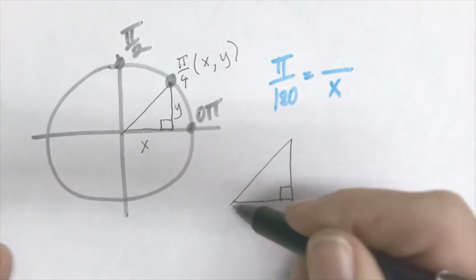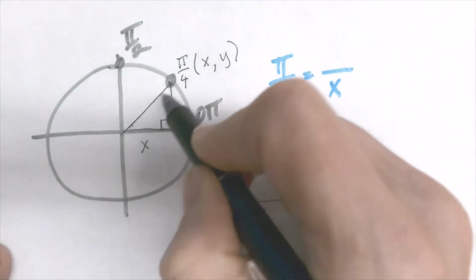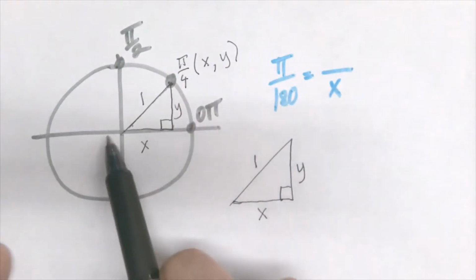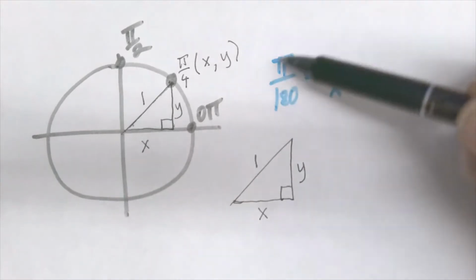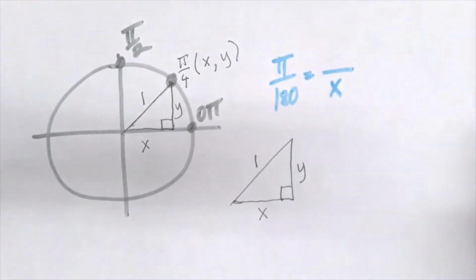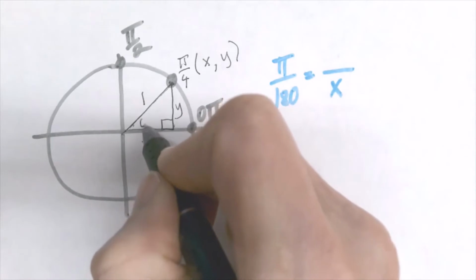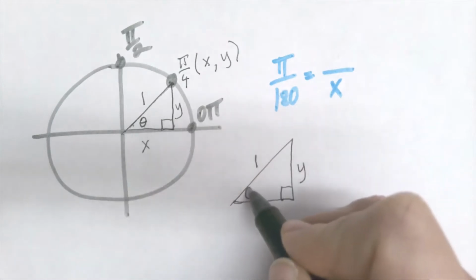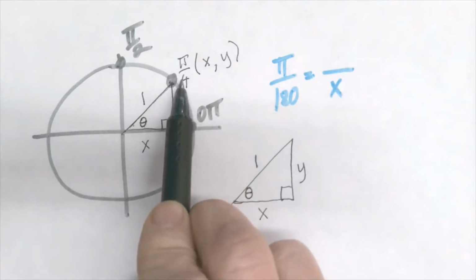So if I look at my picture of my right triangle, I have x and y, and I know that the radius, because this is a unit circle, is 1, which means that the hypotenuse on this right triangle is 1. All right, so we haven't worked a lot with radians before, but this angle right here, I'll call it theta, and that's just a Greek letter. It's an O with a line through it, theta. So I'm going to call this angle theta, and this theta is equivalent to pi over 4 radians.